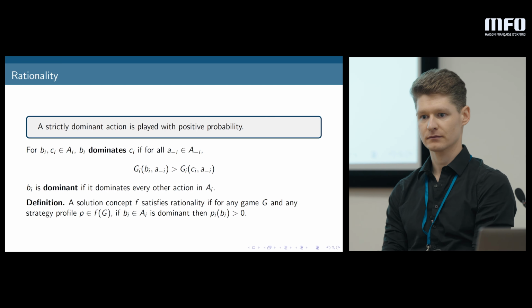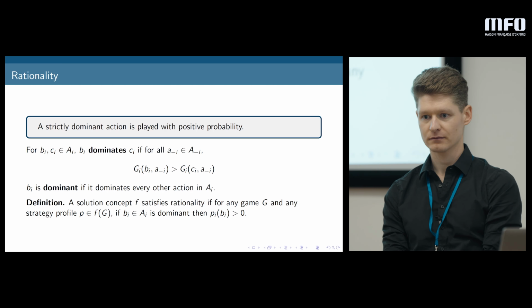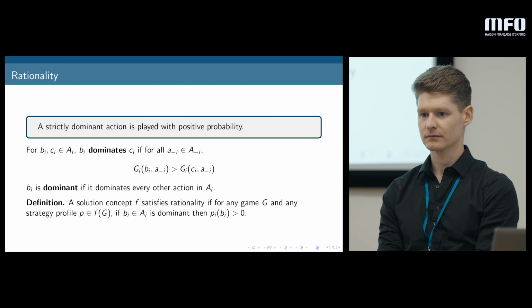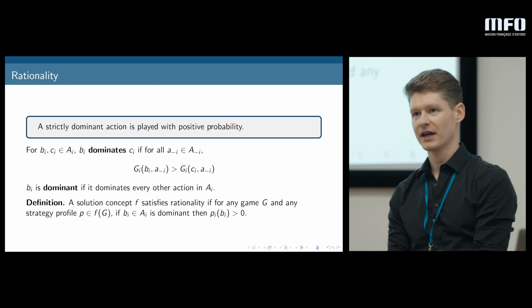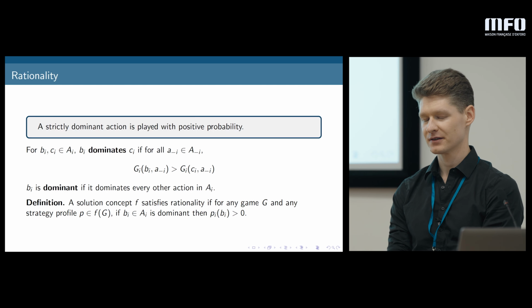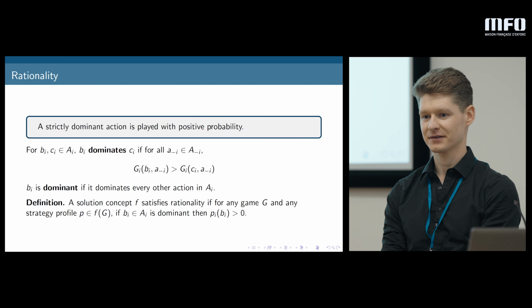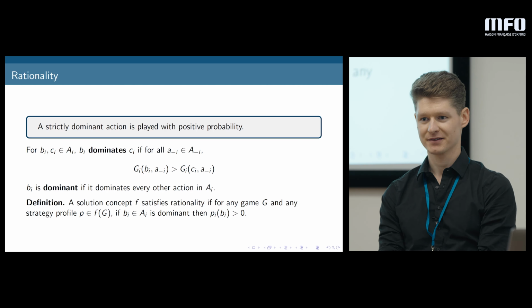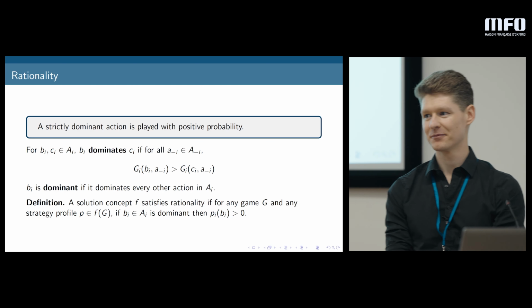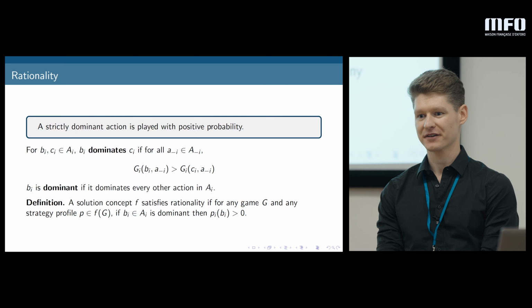Isn't that enough to get non-emptiness? Can you get rid of non-emptiness, what you call totality? So in most games you won't have a strictly dominant action. But because you must have your convexity assumption, what did you call it? Consistency. When you average games... Yes, so we do need totality. It won't be implied by the other axioms.